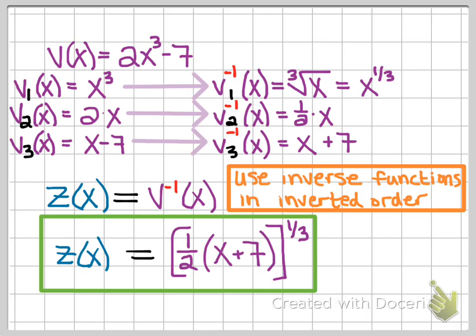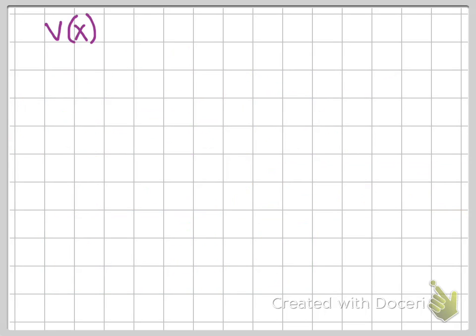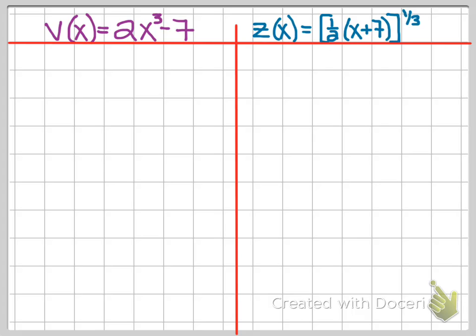So now that we worked to find z and we already have v, we need to check to see that v, the function v, and the function z truly are inverses of each other. We must prove that when they're composed within each other, they both produce the same result. And that result that we're looking for is the identity function, or x.